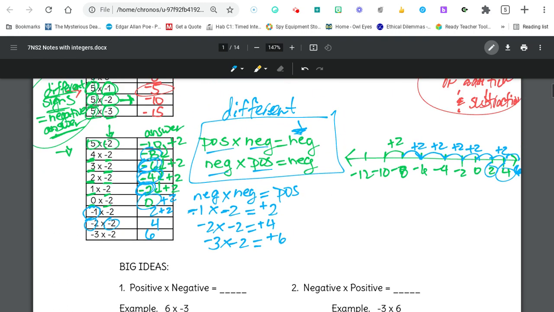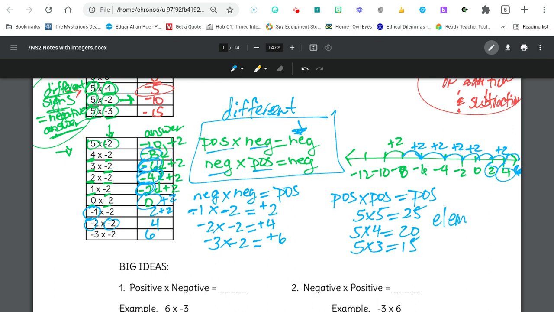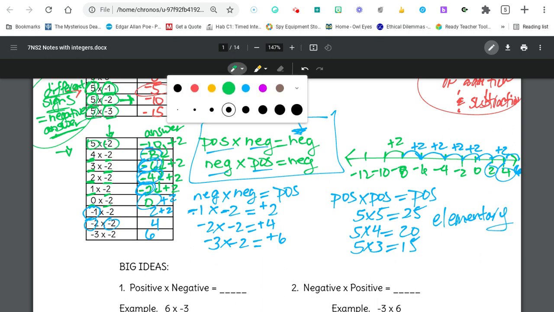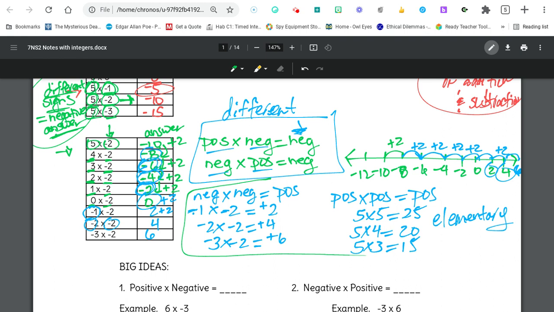So I'm going to write that back down. A positive times a positive equals some positive. Like 5 times 5 is positive 25. 5 times 4 is positive 20. 5 times 3 is positive 15. This is all elementary math, okay? That part. But it doesn't matter. Look, I'm going to group these two. Here this was a negative and that's a negative. I got a positive. Here there was a positive and that's a positive.